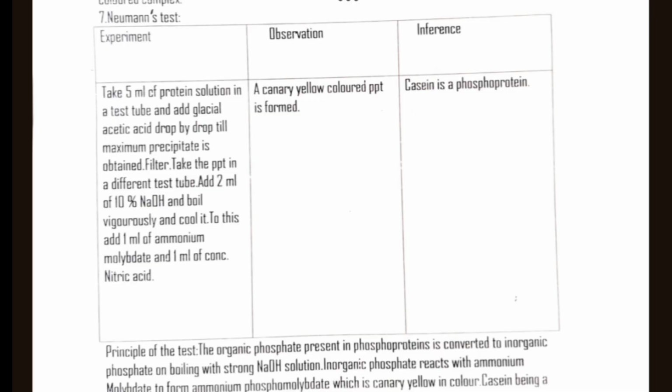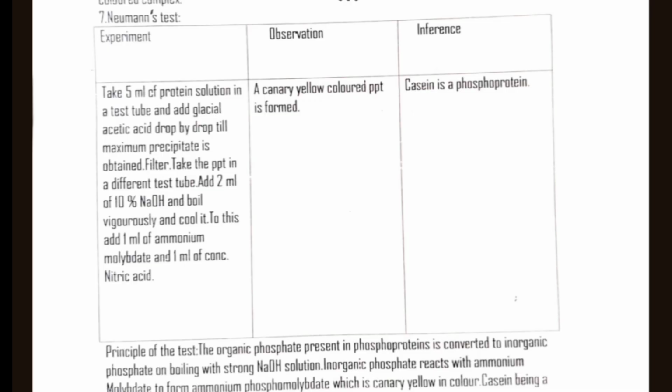5 ml of protein solution in a test tube, add glacial acetic acid drop by drop till maximum precipitate is obtained. Filter it with the help of a funnel and a filter paper. Take the precipitate in a different test tube, add 2 ml of 10% NaOH, boil vigorously, cool it. To this add 1 ml of ammonium molybdate and 1 ml of concentrated nitric acid. A canary yellow color precipitate is formed.